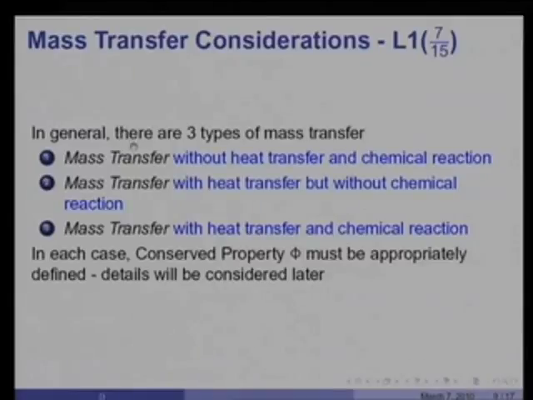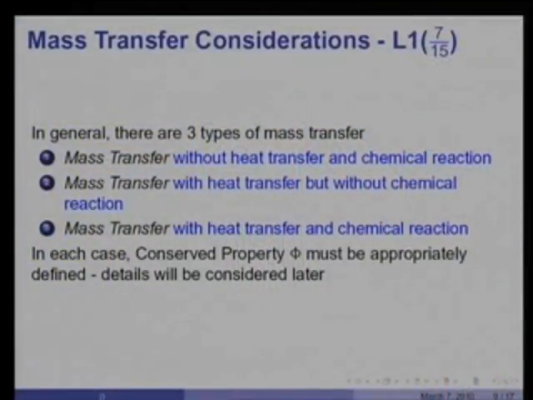In general, there are three types of mass transfer. The first is mass transfer without heat transfer and chemical reaction, which means the water deep inside in the pond, at the surface, and in the considered phase far away from the pond surface, all have same temperature, and therefore there is no possibility of any heat transfer. Nonetheless, mass transfer would take place should the relative humidity in the ambient air be less than 100%, then mass transfer would still take place.